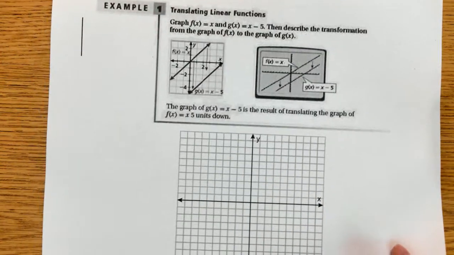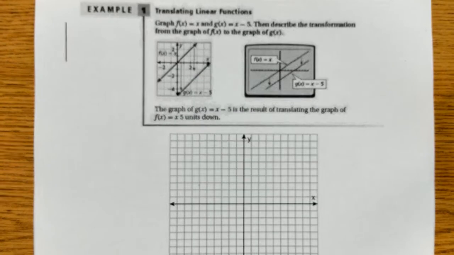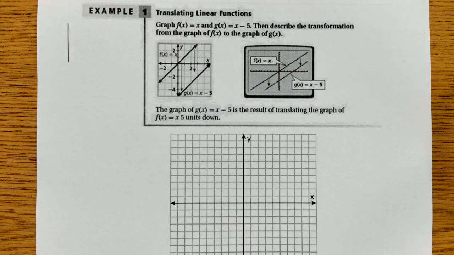So we're going to go ahead and look at example 1. Translating linear functions. So it says graph f of x equals x and g of x equals x minus 5. Then describe the transformation from the graph of f of x to the graph of g of x. So let me get 2 different colors here so we can easily see the graph.